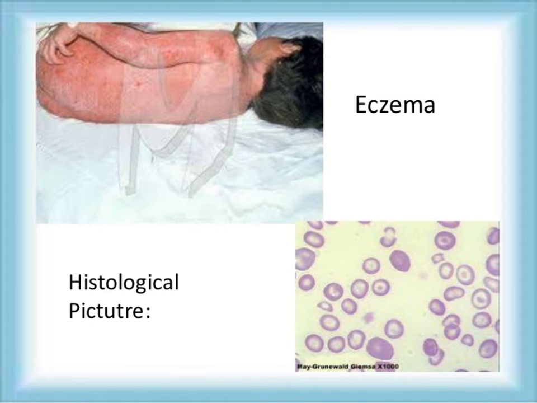This is the clinical picture in which the patient presents with eczema or skin rash all over the body. Histologically, peripheral blood film shows thrombocytopenia.